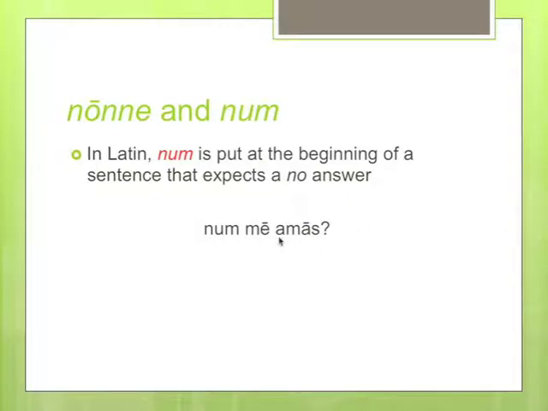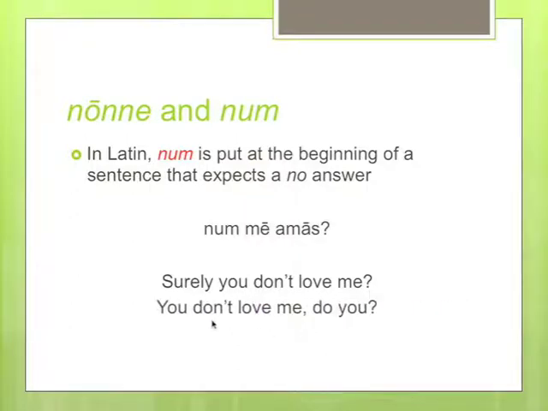In Latin, num is put at the beginning of a sentence that expects a no answer. For instance, "Num me amas?" You could translate this, "Surely you don't love me." Or you could translate this, "You don't love me, do you?" Again, using a tag question, which is really the more sophisticated way to do this.